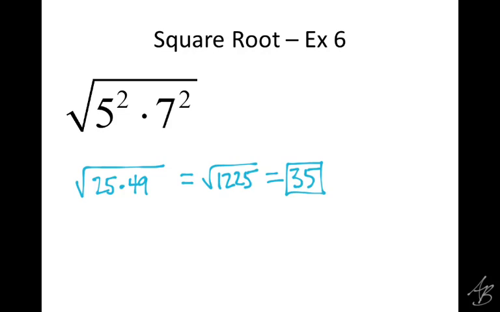I think now that we have the answer, somebody might be able to tell me the shortcut. Look at the problem, look at the answer, and think about how you might be able to get from this right here to this right here. We could have just multiplied 5 times 7 to get 35. All right, so why does that work? Libby?